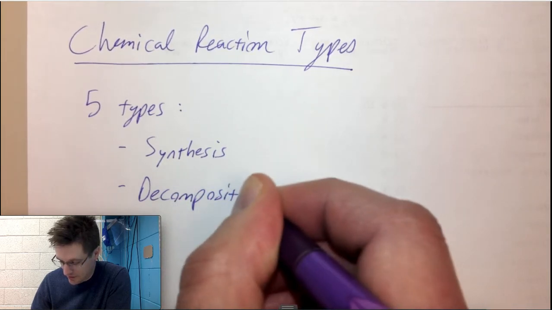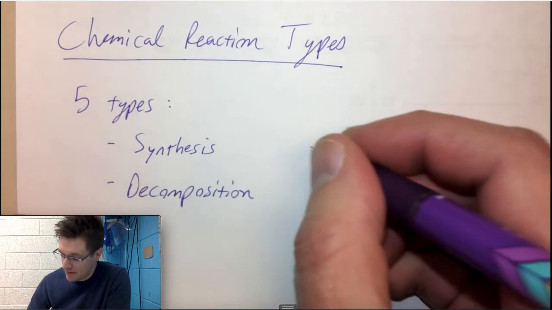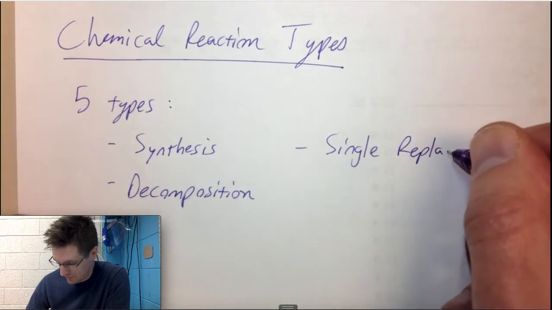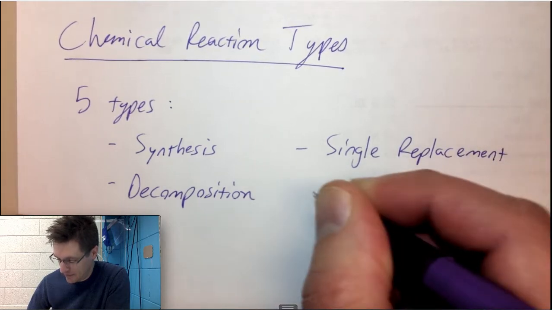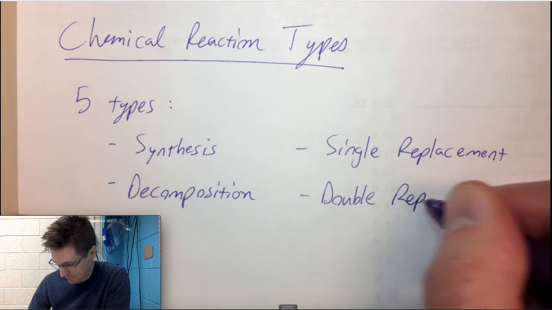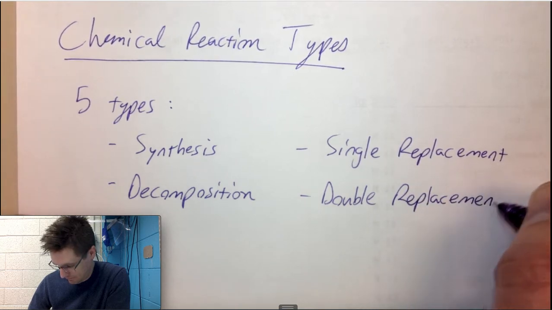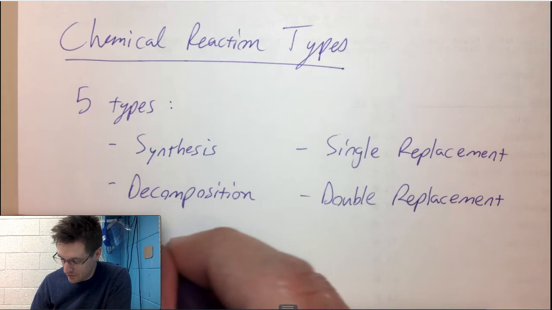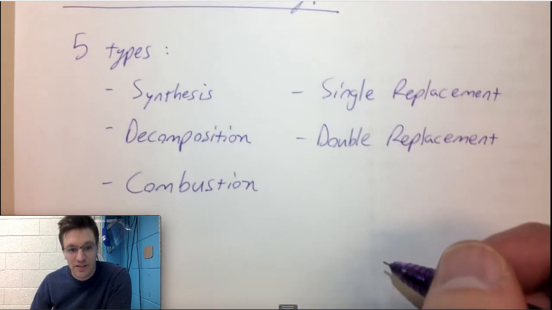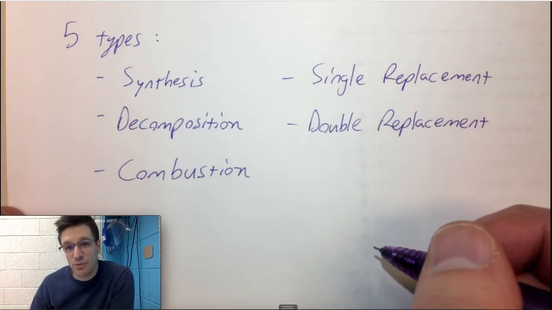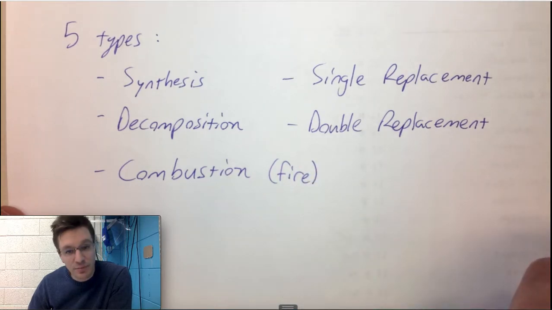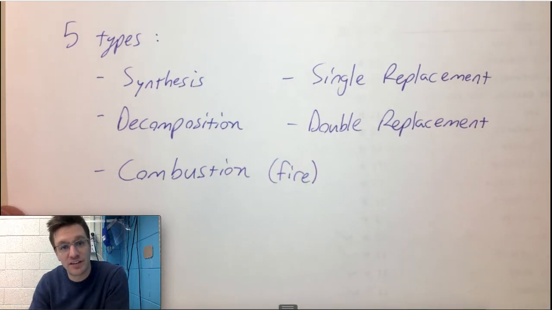There is decomposition. We've got single replacement and double replacement. And finally, there is combustion. Now, combustion, I'll start with that one. That's just a fancy word for fire. So, a fire is a type of chemical reaction, and that's one of the 5 main types we'll learn about.